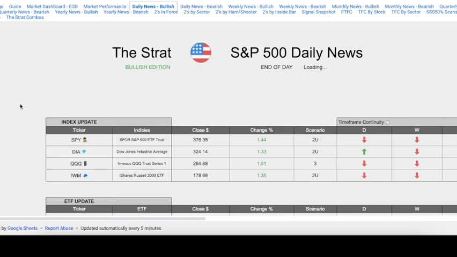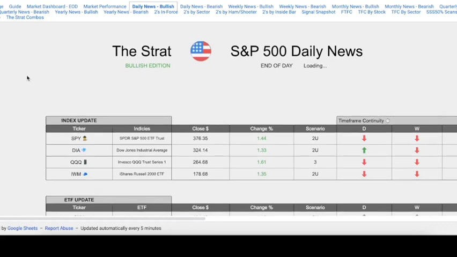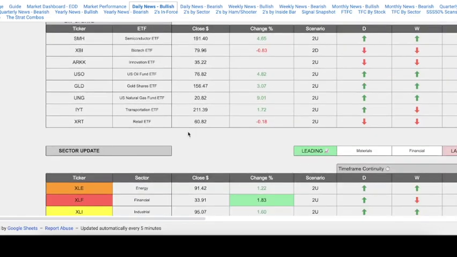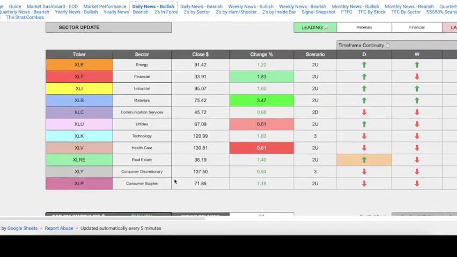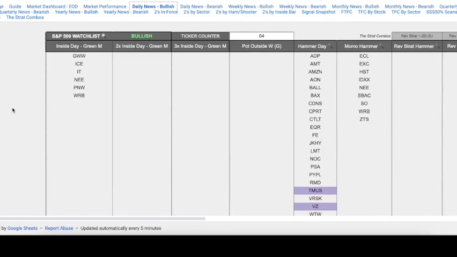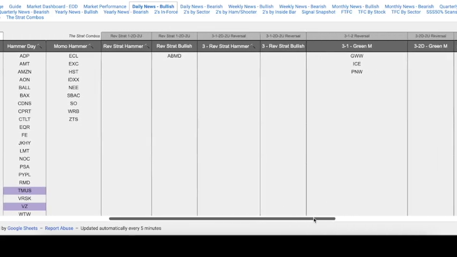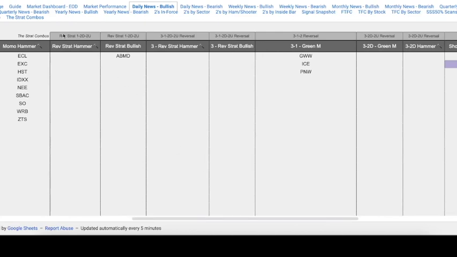And then Frank, who created this on Twitter, I'll put it in the video link or something. He posts an end of day update or something like that, so it kind of condenses all of this, if you will. So anyway, as you can see, it gives you the sectors, kind of what they're doing, and then a watch list. Now I'm on this daily news bullish tab, so you can see what you can look for, like an inside day, what had a hammer, Momo hammer, Rev Strat, and then slide this over and you can see the strat combos and what tickers did what combo.